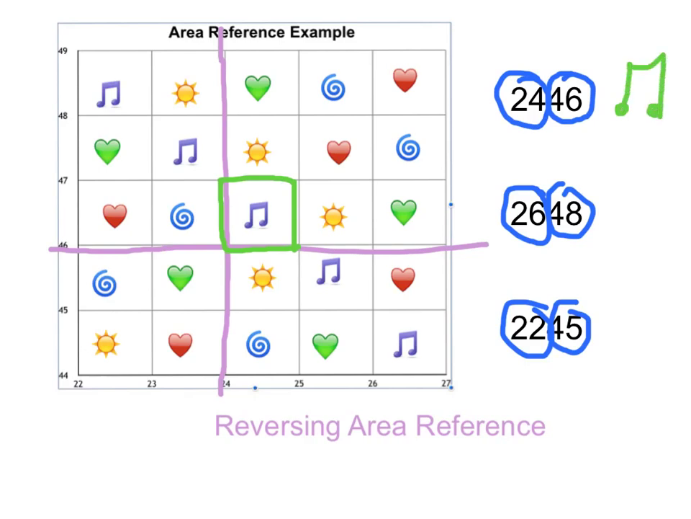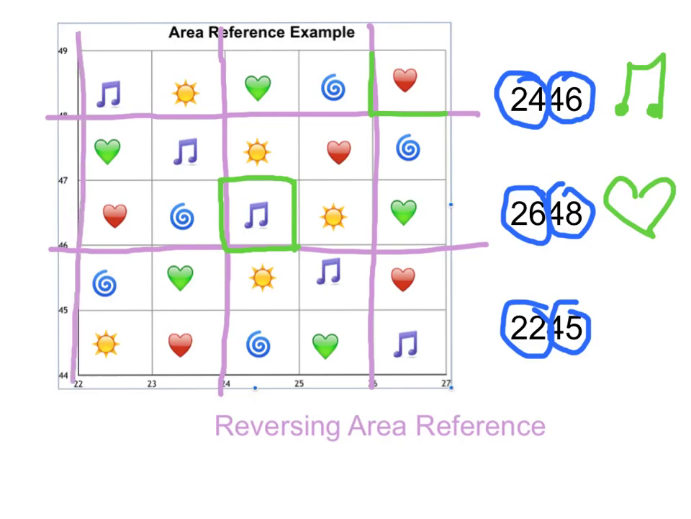If we go 2648, we've separated our 2 coordinates. So we go 26 and we draw our big number 1. We find 48 and we go across. There is our L, which means we are looking for a red love heart. Finally, if we go 2245, we draw our big number 1, go across to 45. There is our L, which means we're looking for the blue swirly line. And that's how we reverse our area reference.